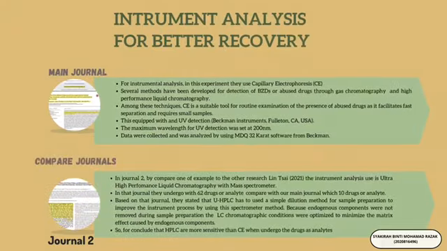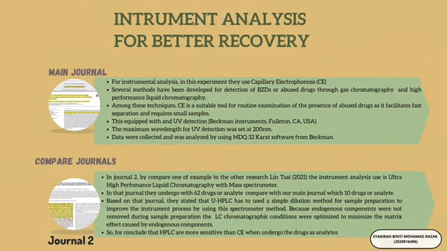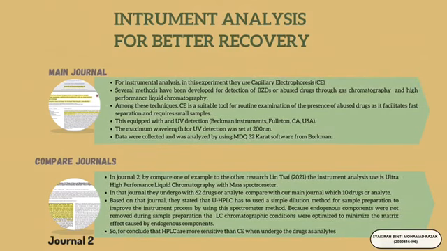Continuing to the instrument analysis for better recovery. In our main journal, for instrumental analysis in this experiment, they use CE, which is capillary electrophoresis. Several methods have been developed for detection of BZT or abuse drugs through gas chromatography and high-performance liquid chromatography. Among these techniques, CE is a suitable tool for routine examination for the presence of abuse drugs, as it features fast separation and requires a small sample to be introduced. It is equipped with UV detection, and the maximum wavelength used for UV is 200 nanometers.